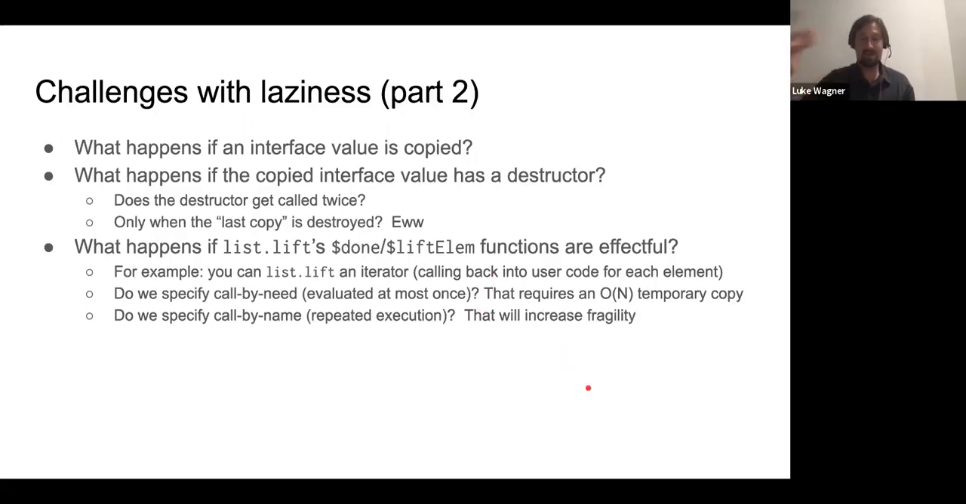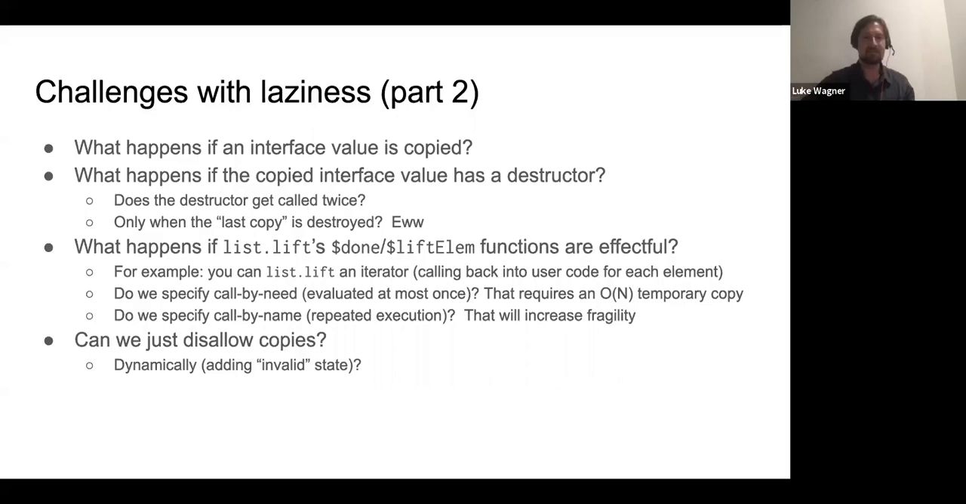Do we specify call by name, which is repeated evaluation? Well, this is probably going to break somebody's assumptions, guaranteed over time. So that increases fragility. So can we just disallow the copies? Because all this is sadness. One way is to do it dynamically, with dynamic tracking and an invalid state, so if you try to use a value after it's been taken, it's going to trap on you.